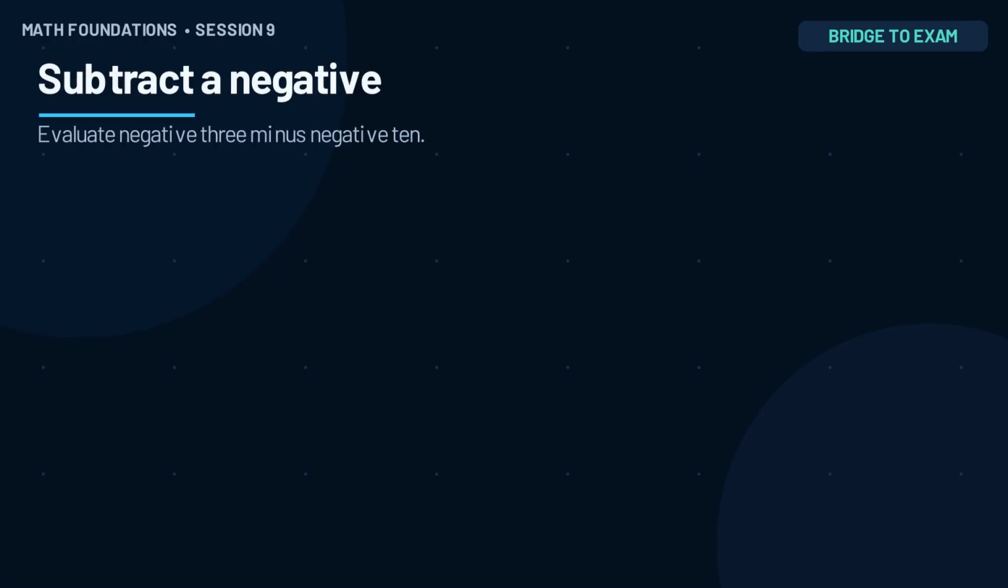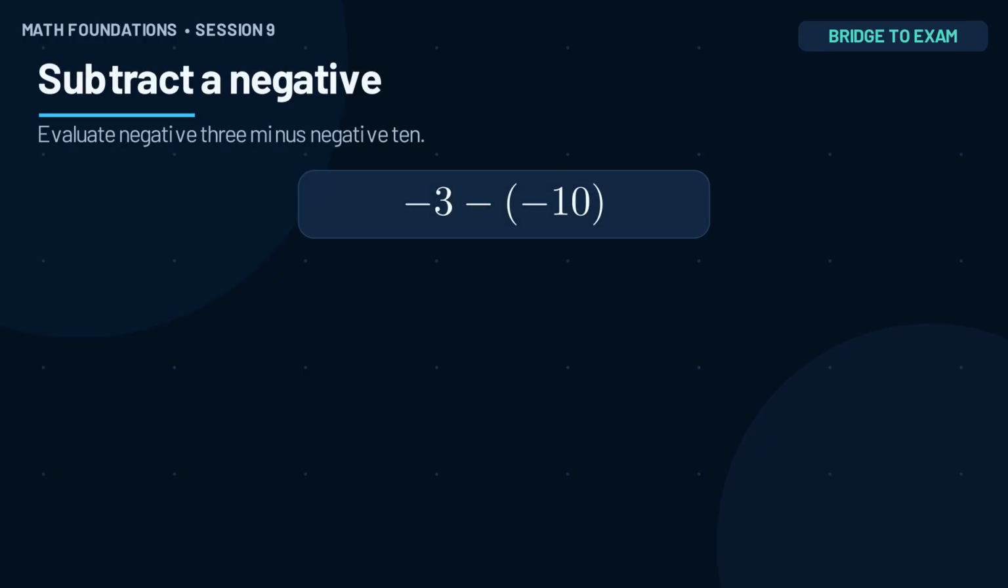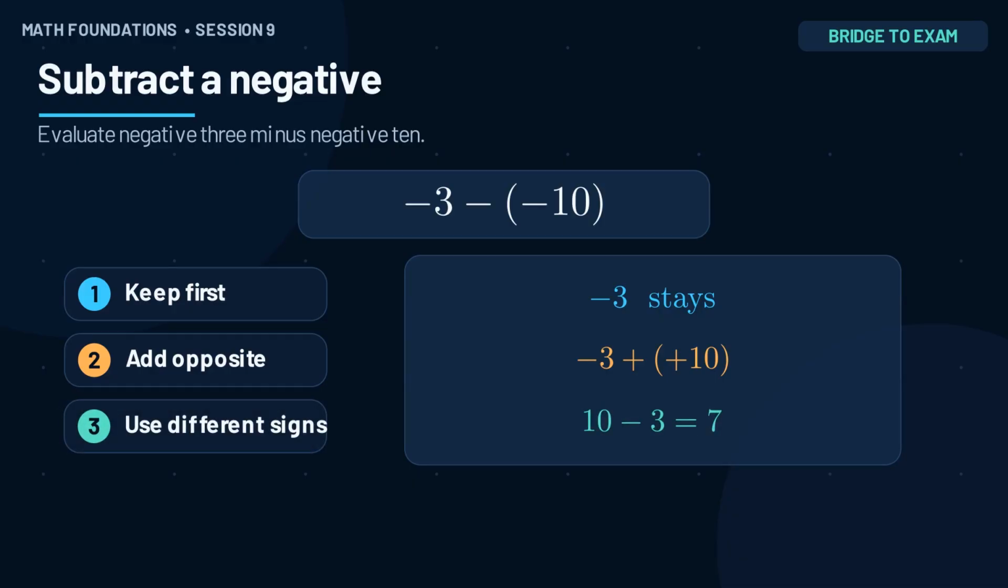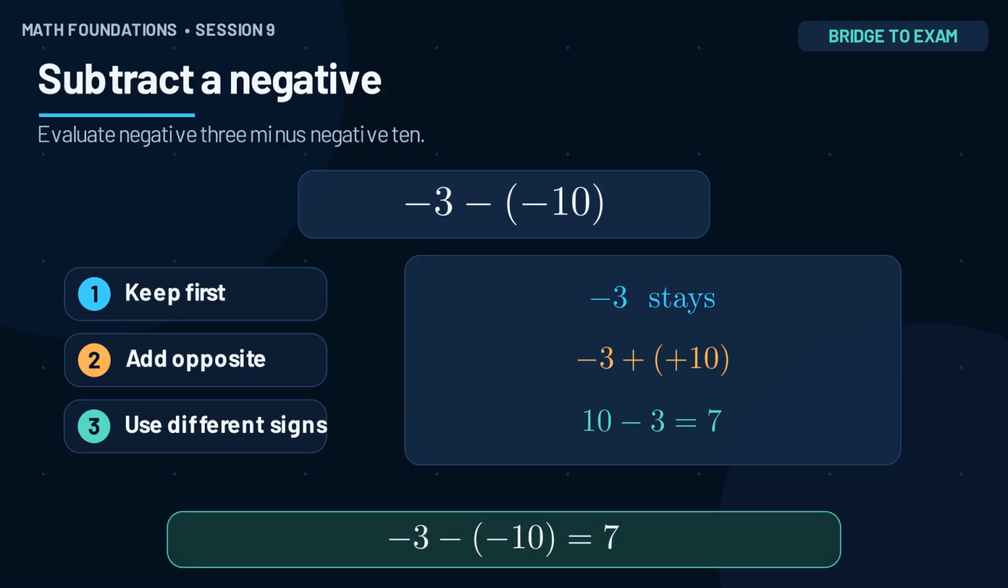Evaluate negative 3 minus negative 10. Step 1. Keep negative 3. Step 2. Change subtraction to addition. Step 3. Replace negative 10 with its opposite, positive 10. The rewritten expression is negative 3 plus 10. Different signs mean subtract magnitudes. 10 minus 3 equals 7. The larger magnitude is positive, so the answer is positive 7.